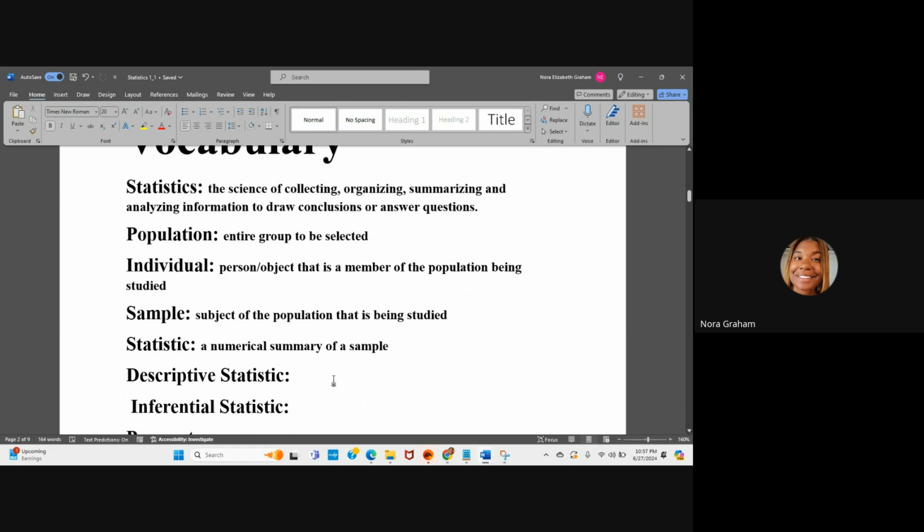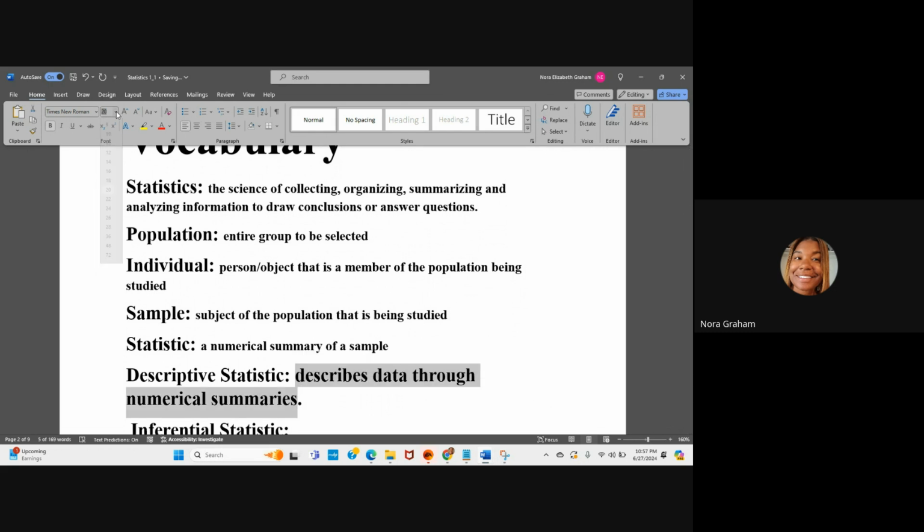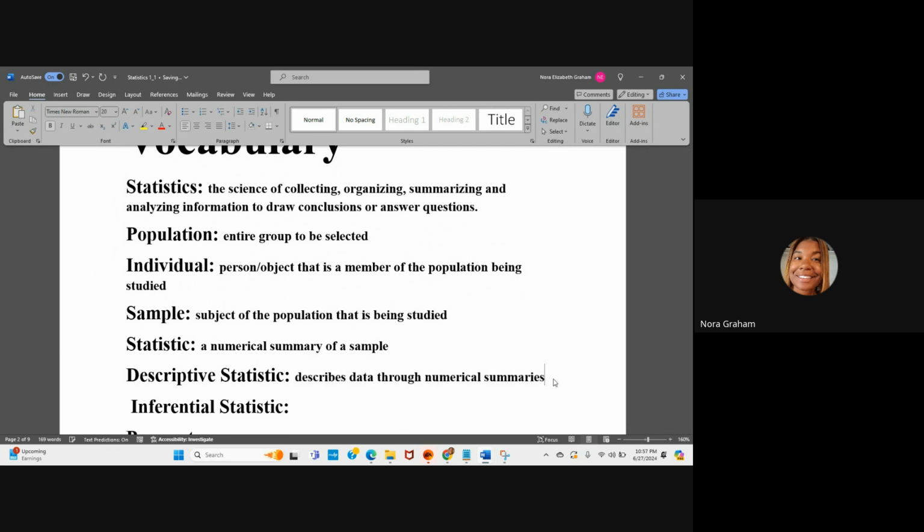So we have descriptive statistics. This one describes data through numerical summaries. Usually that's going to have to do with numbers in your statistic. And they don't only have to be numbers. Summaries can be tables or graphs, and it's based on a sample. This is important to know about this one. It's based on a sample, and it doesn't make any general conclusions about the population. So descriptive statistics are just a numerical summary based on your sample, not your whole population.